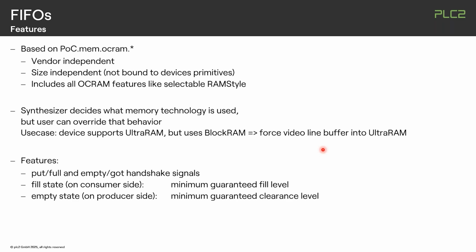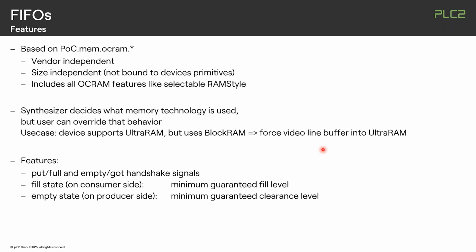A FIFO itself has a simple put and got interface. So put and full is on the writer side. You put data into the FIFO, and you get feedback if the FIFO is full. And on the reading side, you have an empty signal and you have a GOT handshake. This is the basic handshake of a FIFO. Some other implementations use different names like valid instead of empty. That's just the inverted one.